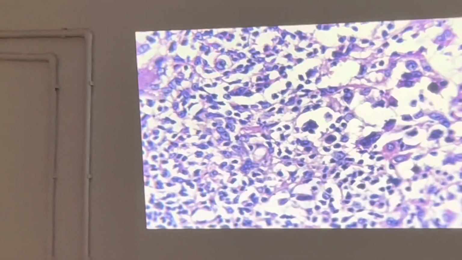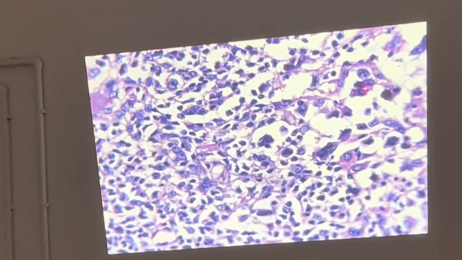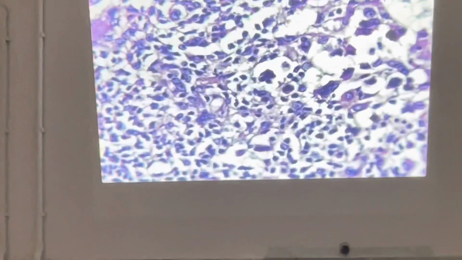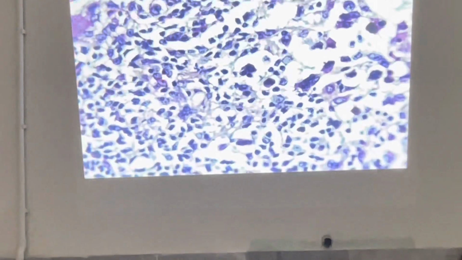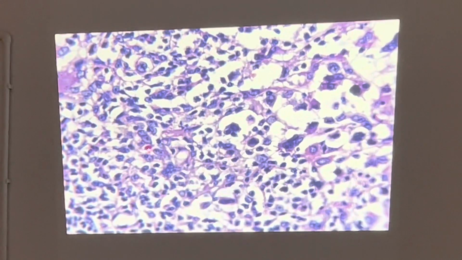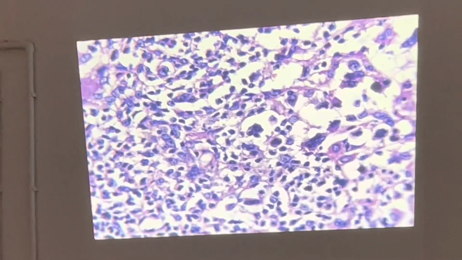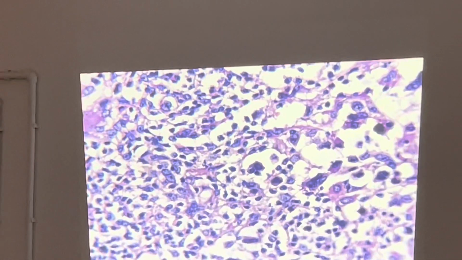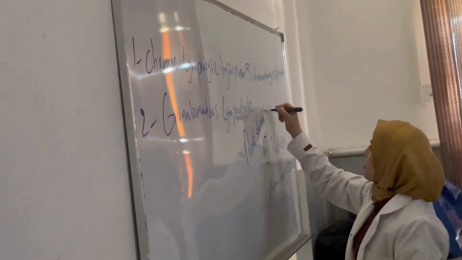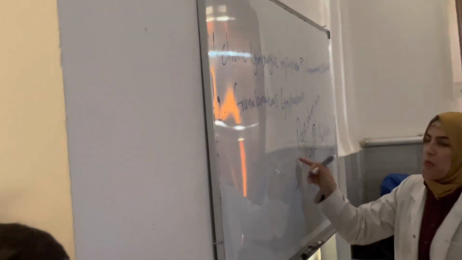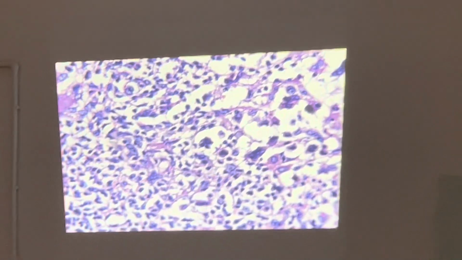Take a look at this cell. This is a cell. The two nuclei are found near to each other, close to each other. When you have a cell in which the nuclei are found close to each other, in pathology it's called Reed-Sternberg. In biology it is called owl eye. If you found this feature, what is it? It is a Hodgkin lymphoma.